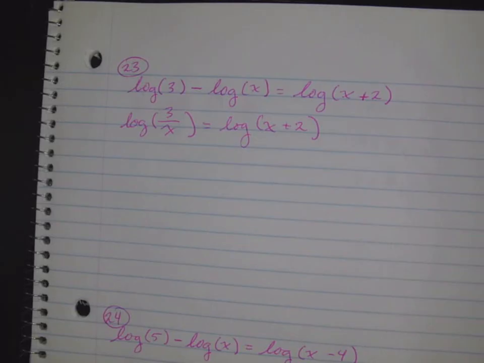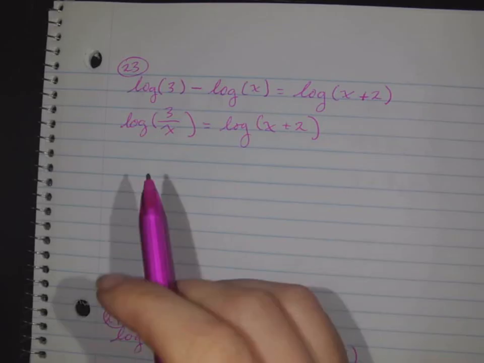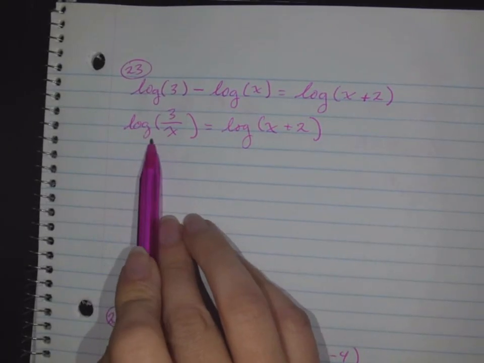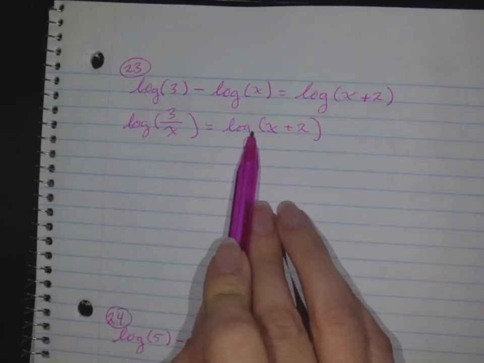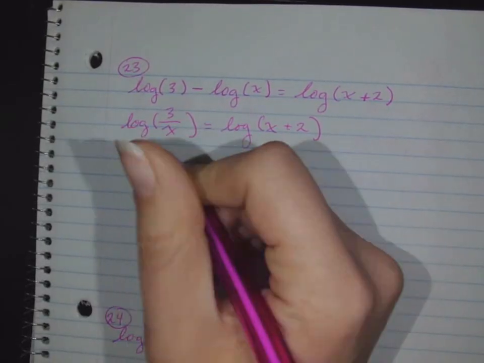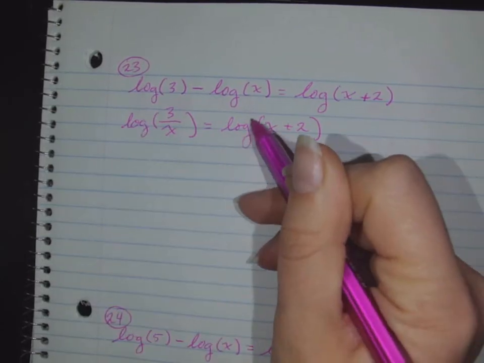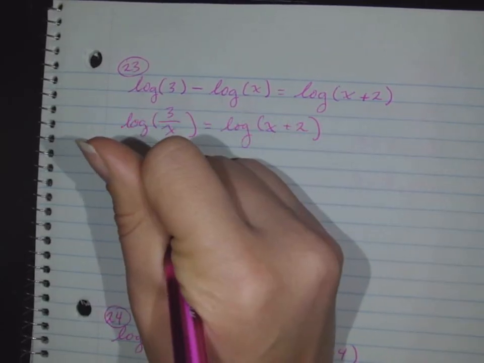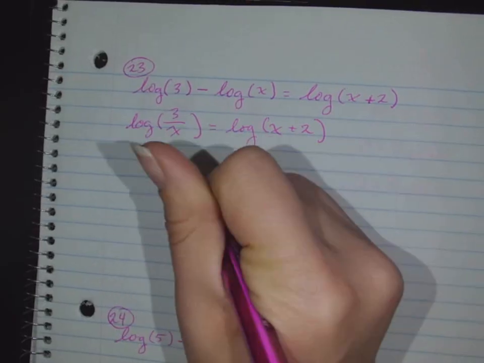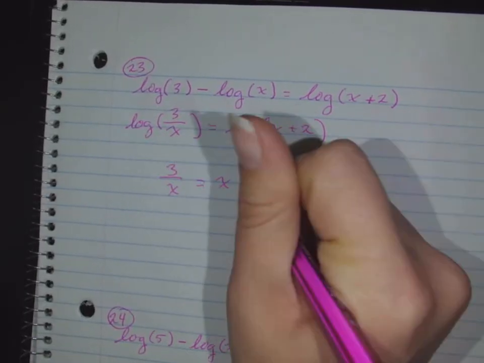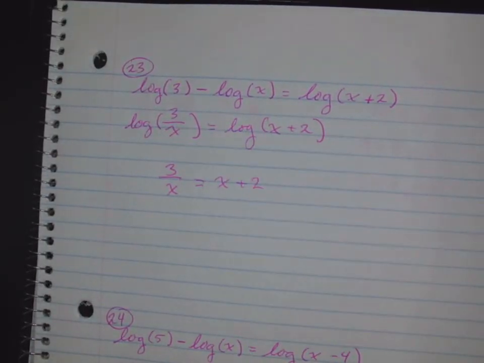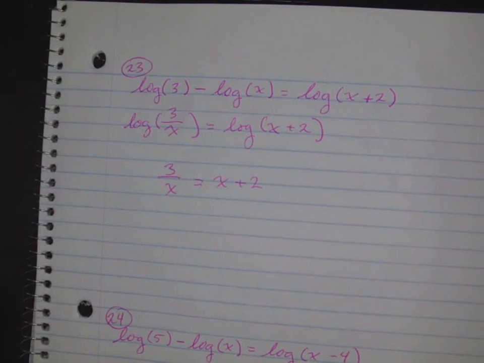It says if the logs are the same base, their arguments must be equal, meaning that because it's the log base here and it's the exact same thing on the other side, then essentially the log cancels because it's on both sides of the equation. We have this 3 over x is equal to x plus 2. When it's the same log on both sides, then we can just say what is in the parentheses is equal to each other. Okay, that's nice.